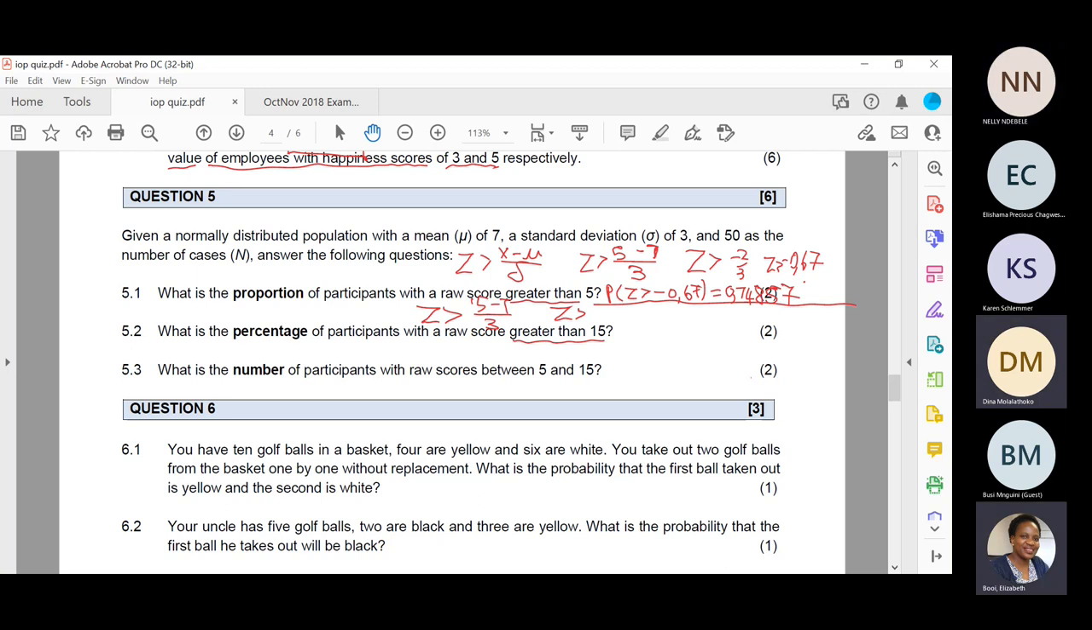So that will be Z of, what is 15 minus 7? It's 8 divided by 3. 8 divided by 3. Z. Leave it to this last.